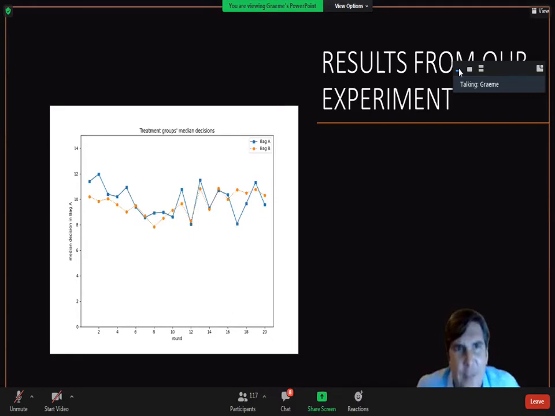But the general pattern across repeated runs of this experiment is that our two groups start to diverge. And they diverge in a systematic way: regardless of what the information is, they are always on average placing more bets on the bag that they're going to receive a bonus for. So that's what our results look like. That's what the idea behind the experiment is.